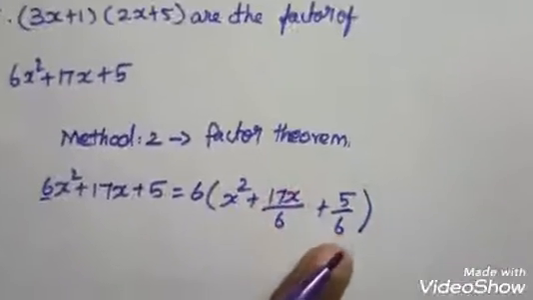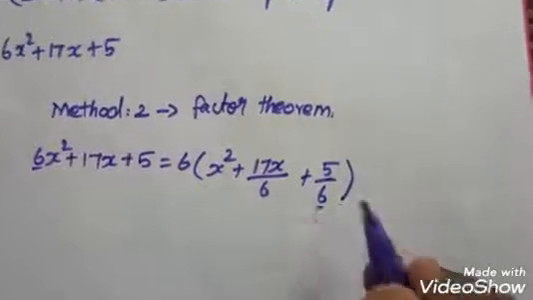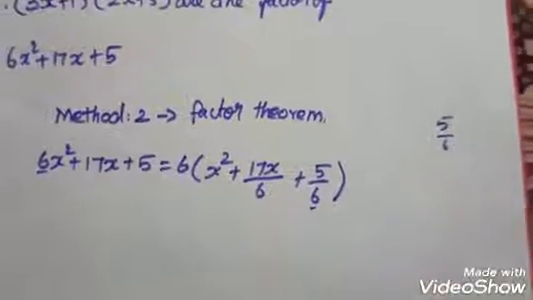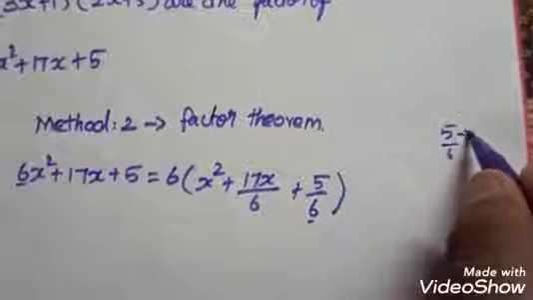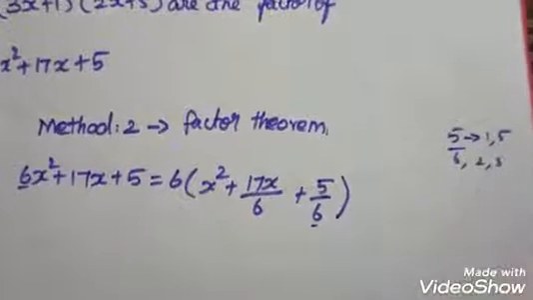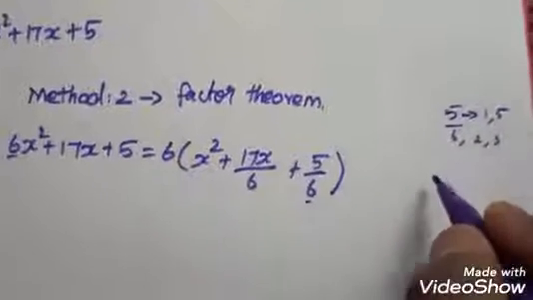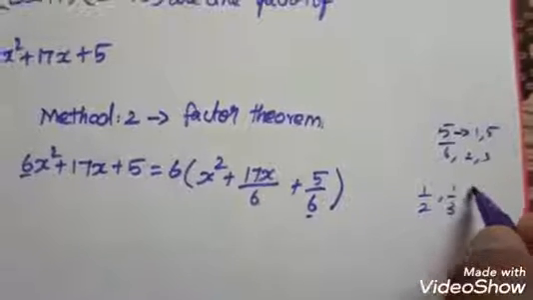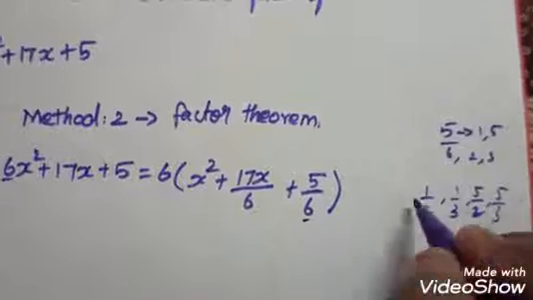Because we have to use factor theorem, I just take the factors for this 5 by 6. The product of 5 by 6 can be, for example, here 1 comma 5 is the factor, here 2, 3 is the factor. So 6 we no need to take. So in this combination, it may be 1 by 2, 1 by 3, 5 by 2 and then 5 by 3. So these are the factors, plus or minus.